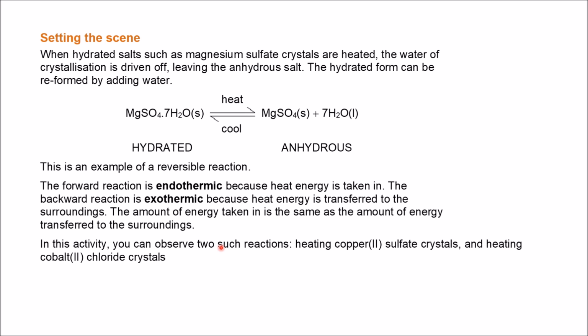We're going to show you two experiments in a minute. We're going to heat copper sulfate crystals and heat cobalt chloride crystals, and it's going to be the same thing, but instead of magnesium sulfate, we'll have copper sulfate and cobalt chloride. In one direction they'll become anhydrous, and then in the reverse direction they'll become hydrated again.